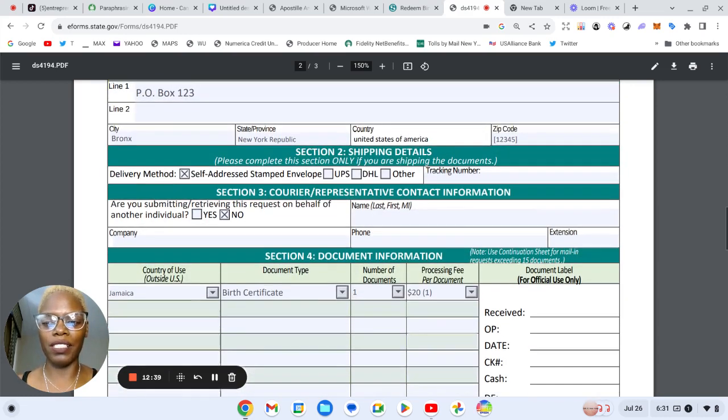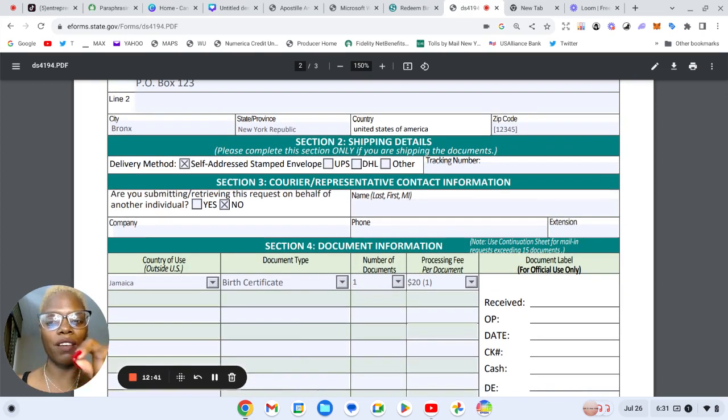Next box. Delivery method, just like the last one. Self-addressed stamped envelope, or you can do UPS, DHL, or other. Now, if you do other, they're asking for a tracking number. Tracking number is just what it says, to track the package. You would check that box. You would put that information in. If you are using UPS, DHL, or let's say FedEx. I don't think FedEx, but you get the gist.